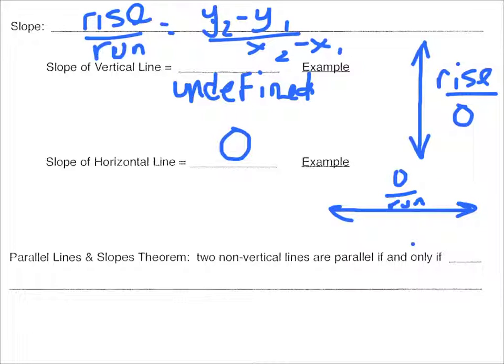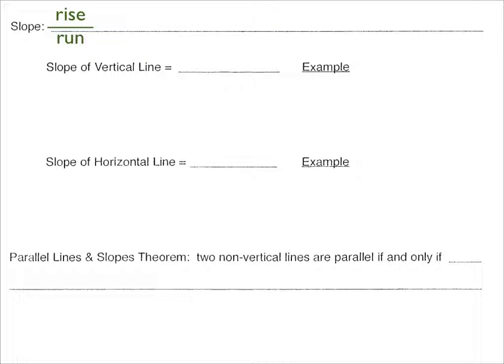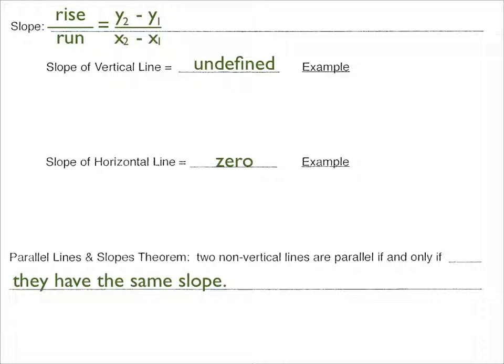The parallel lines and slopes theorem says if two non-vertical lines are parallel, think about this. Two non-vertical lines, because if they were vertical, they'd have undefined slope. They're parallel if and only if they have the same slope. They have to be rising and running exactly together. That's what makes them parallel lines.